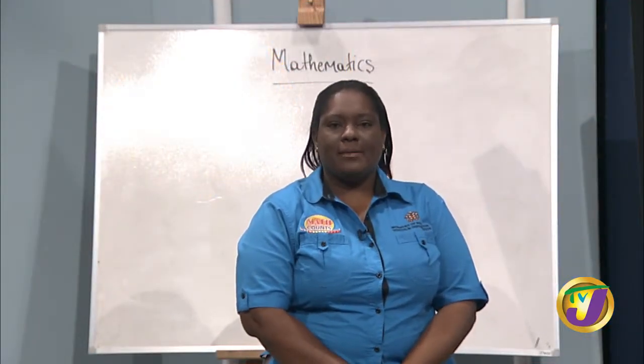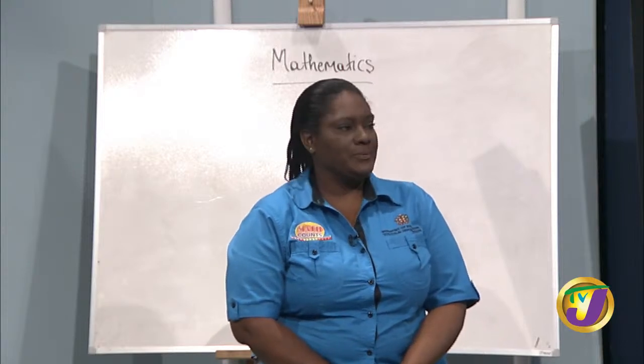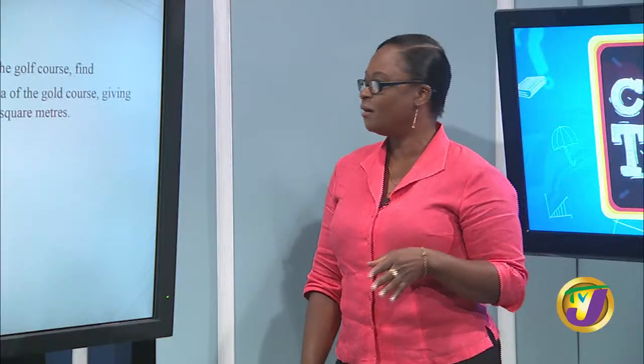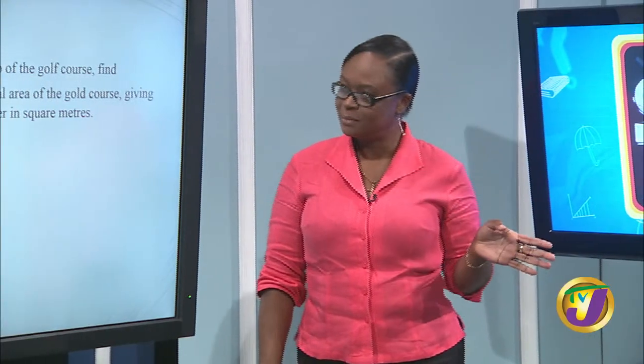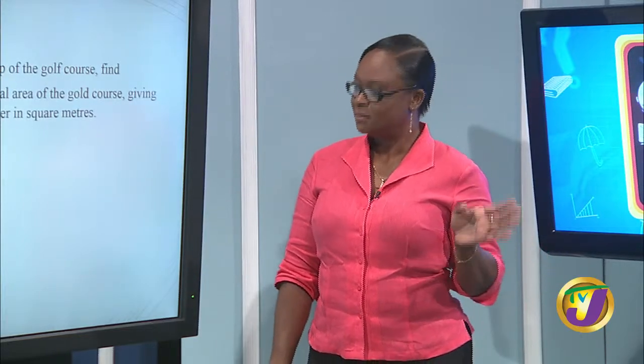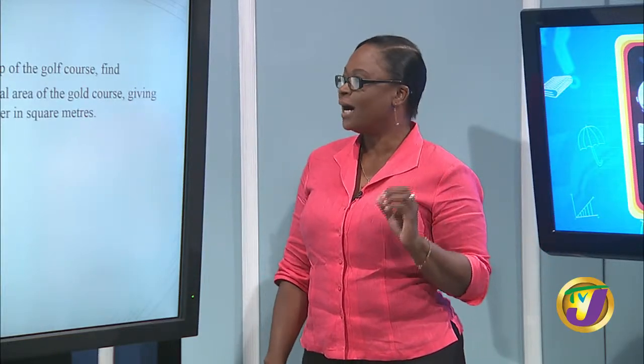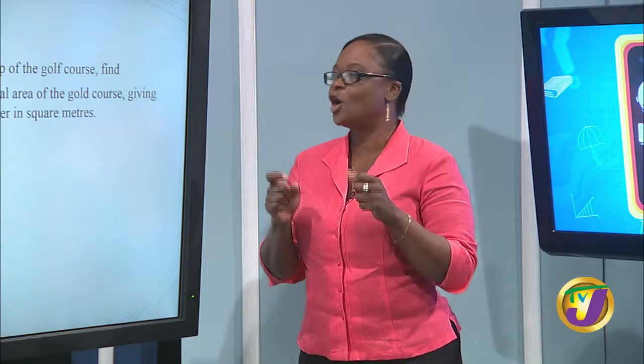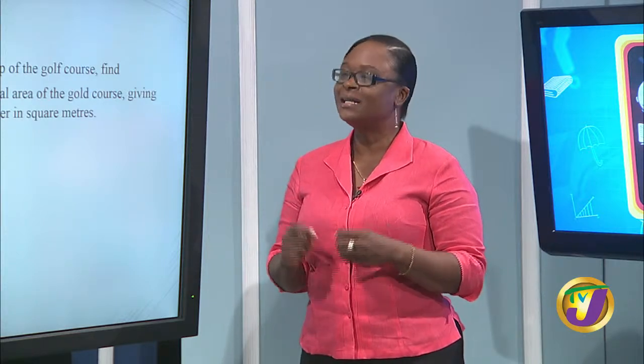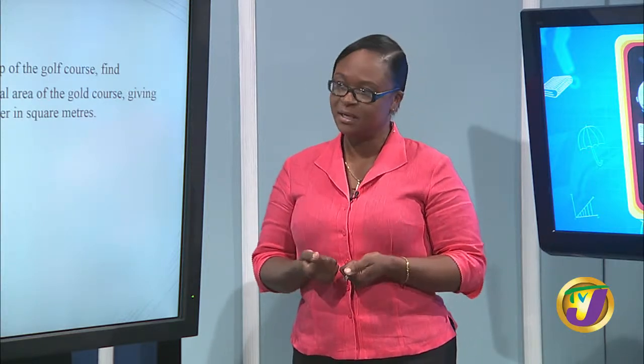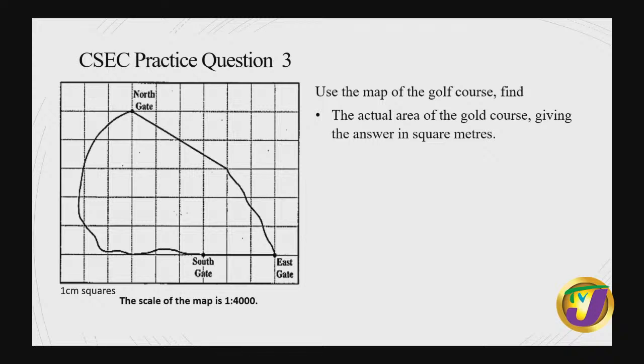Welcome back to class time. Let's continue the lesson. We left off doing the area of 1 square grid. Now we're asked to find the actual area of the golf course, giving the answer in square meters. So are you seeing where we're going to be using the solution that we would have gotten in the previous question? So take me through that.